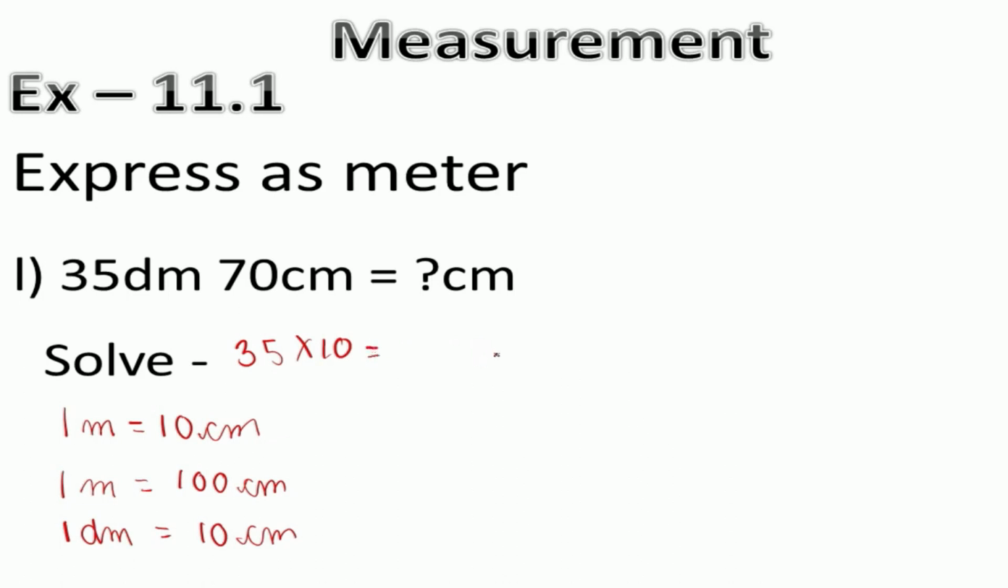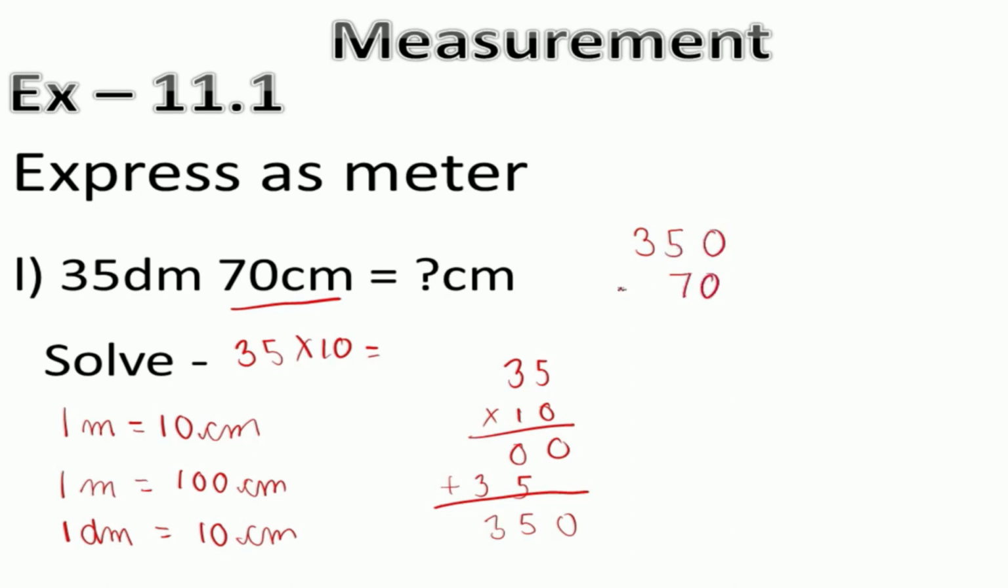So we will multiply 35 with 10. So let's multiply 35 with 10. 0 into 5 equals 0, 0 into 3 equals 0, 1 into 5 equals 5, and 1 into 3 equals 3. Let's add. We get 350. And we will need to add the 70 centimeter. 350 plus 70. 0 plus 0 equals 0. 7 plus 5 equals 12. Carry 1. 3 plus 1 equals 4.